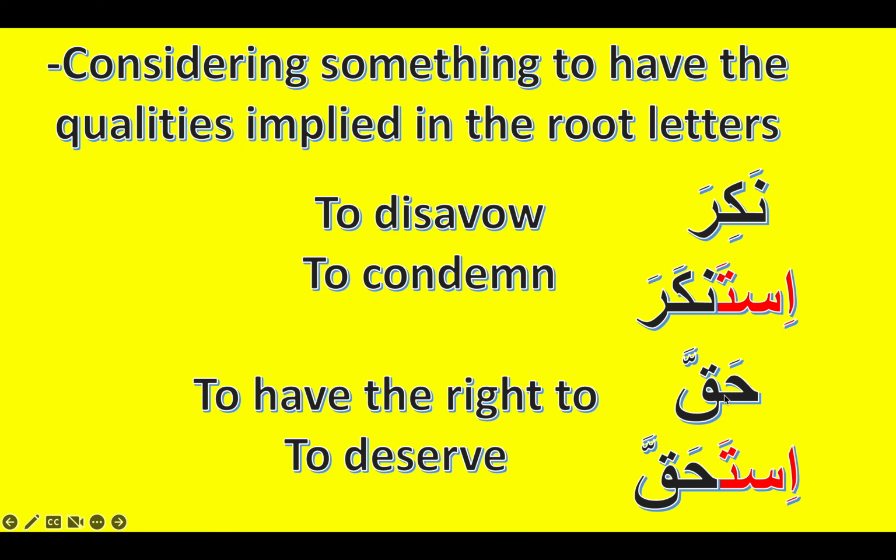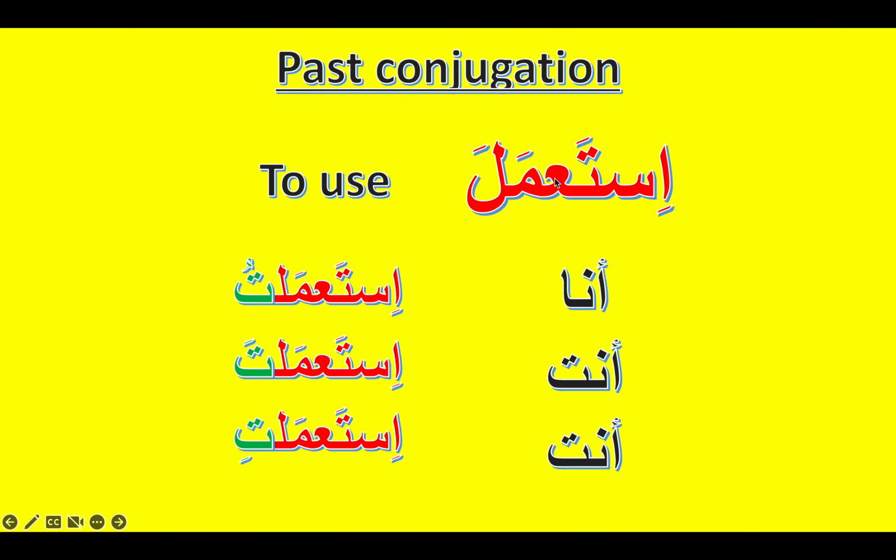Haqqa, to have the right to. Notice this is a doubled verb because of the shadda on top of the qaf. Okay, so for example, you can say يحق لك في هذا البلد التصويت. You have the right to vote. Okay, and then the Form 10 version is istahaqqa, to deserve. So you're considering something or someone to have the qualities implied in the root letters, to have the right to, so they deserve.